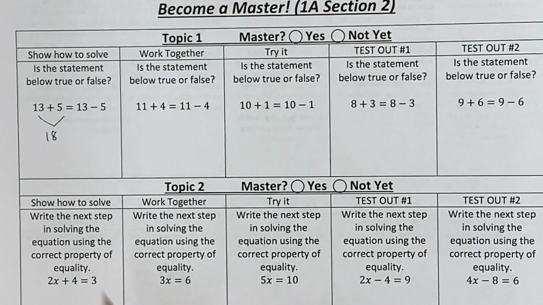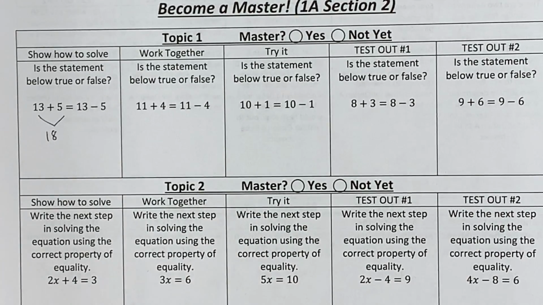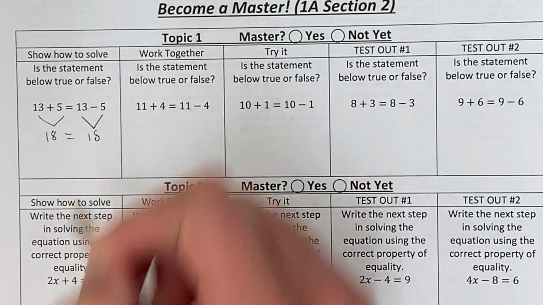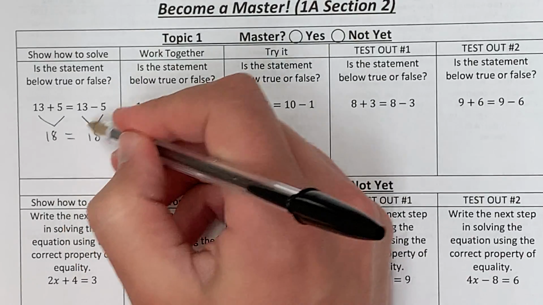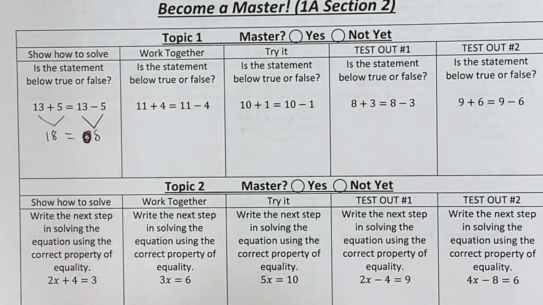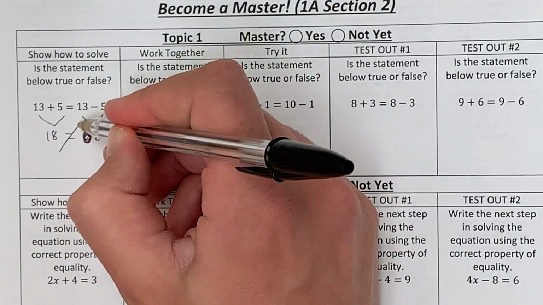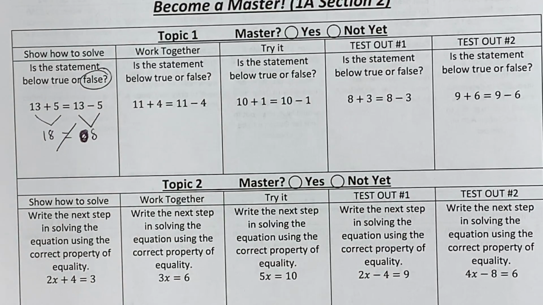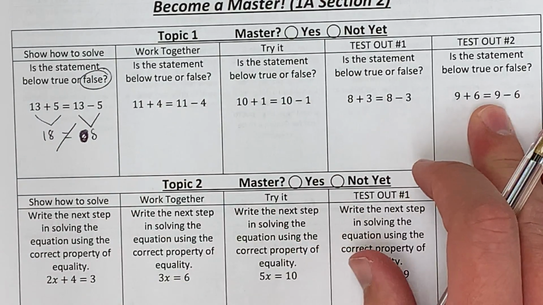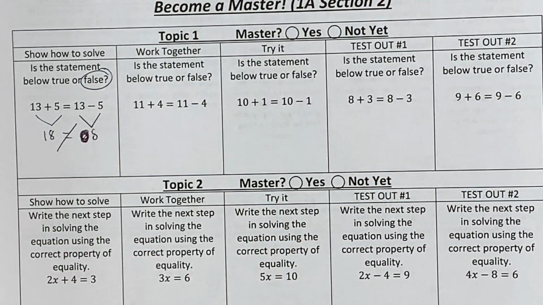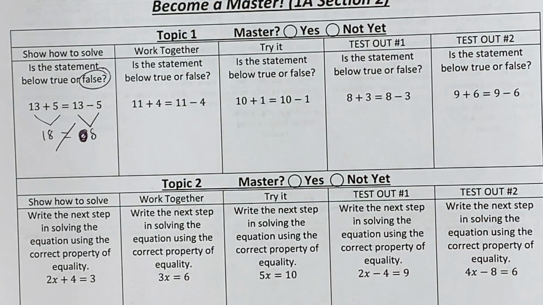Well, 13 minus 5 would be 8. So does 18 equal 8? I'm sorry, that should be a 0, 8. So does 18 equal 8? No, right? So that is not true. That would be false. The rest of them are going to be like that. I'm just going to go over the first questions to help remind you how to do it, and then I'm going to want you to do the rest of this on your own.